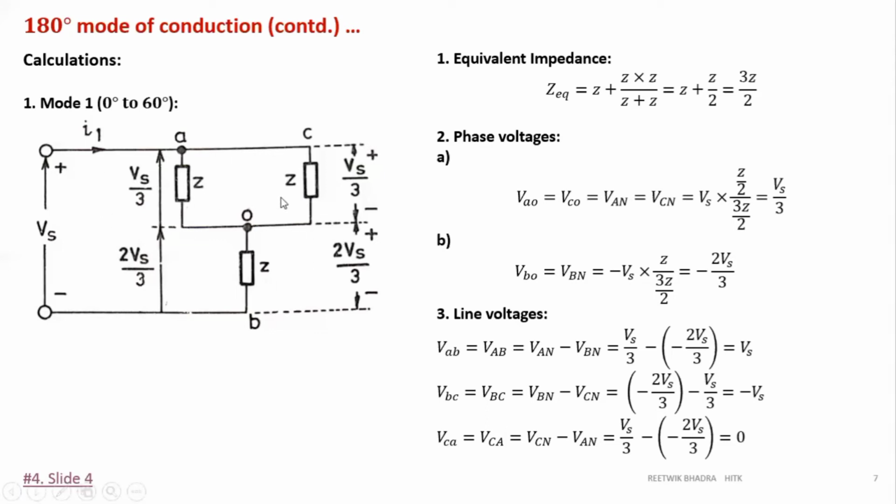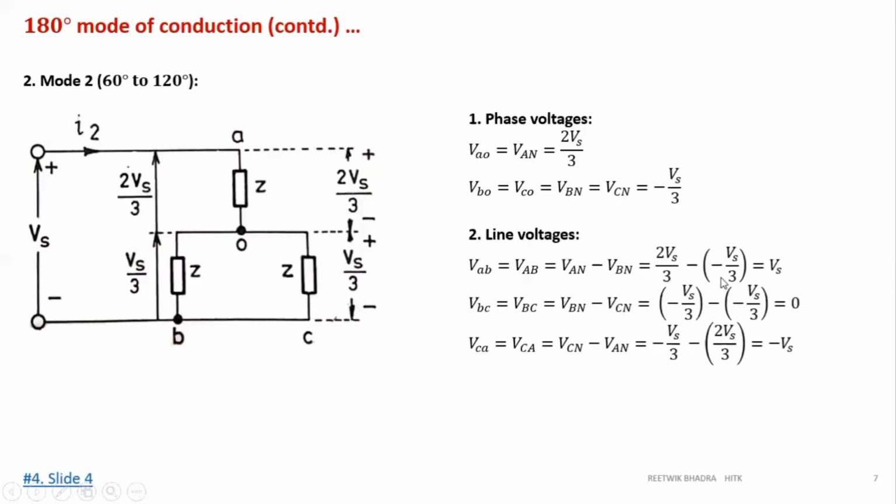So you have to be patient and understand the shortcut method. If two impedances are in parallel, voltage will be Vs by 3. If one impedance is present, voltage will be 2 Vs by 3. Next, if a phase is connected to the negative of the voltage source, that voltage will be negative. If the phases are connected to the positive, then those voltages will be positive. So A and C here are connected to positive, so they are positive, and B is connected to negative, so minus 2 Vs by 3. So I'll go to the next mode.